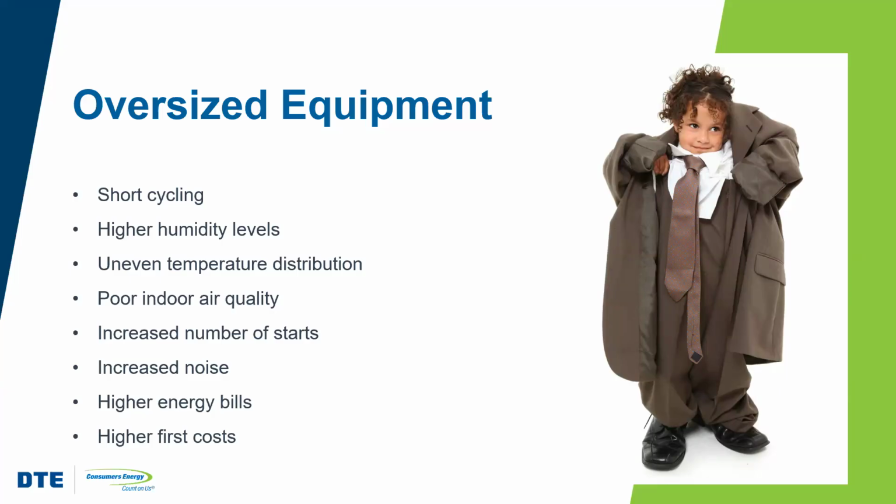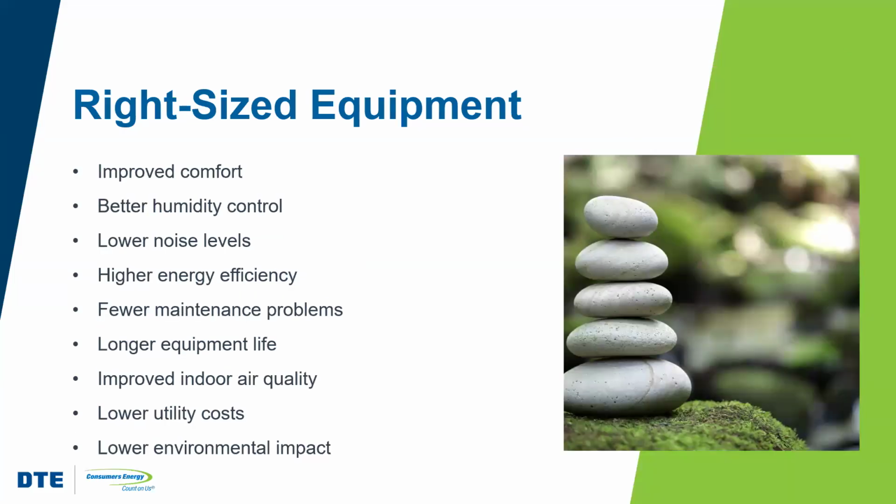And you're going to have higher humidity levels with oversized equipment, just as you do with undersized equipment, although the reason is a little bit different. With undersized equipment, you have higher humidity levels because the system's not able to cool sufficiently. With oversized equipment, you have those higher humidity levels because the equipment is not running long enough to cool the space and dehumidify. So whether the equipment's oversized or undersized, you're using more energy and you're putting more wear and tear on the equipment than is necessary.